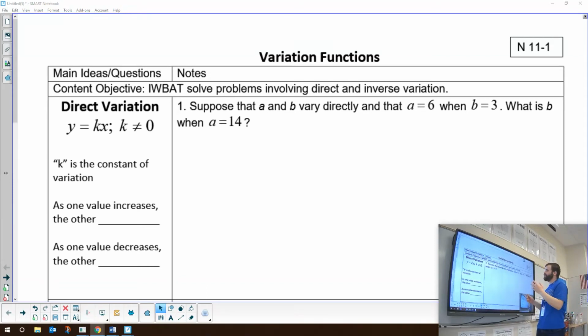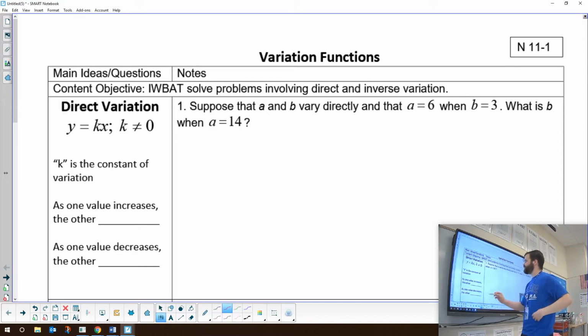Today we are talking about variation functions. Variation functions are really just like basic ratios for direct variation, but we're also talking about inverse variation, which basically means we're going to have some where we're dividing for inverse variation, multiplying for direct variation. Let me dive in and talk about it in a bit more detail.